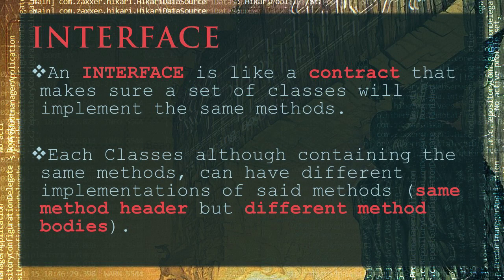An interface is like a contract. It makes sure that a set of classes will implement the same methods. Each class, although containing the same methods, can have different implementations of said methods. Same method headers, but different method bodies.